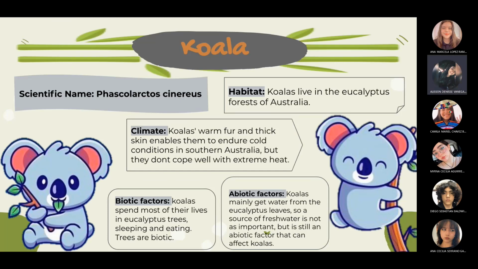The koalas. The koalas live in eucalyptus forests of Australia. Koalas' warm fur and thick skin enable them to endure cold conditions in southern Australia, but they don't cope well in extreme heat. Koalas spend most of their lives in eucalyptus trees, sleeping and eating, so the trees are the biotic factors. And koalas mainly get water from the eucalyptus leaves, so a source of fresh water is not as important, but it's still an abiotic factor that can affect koalas.